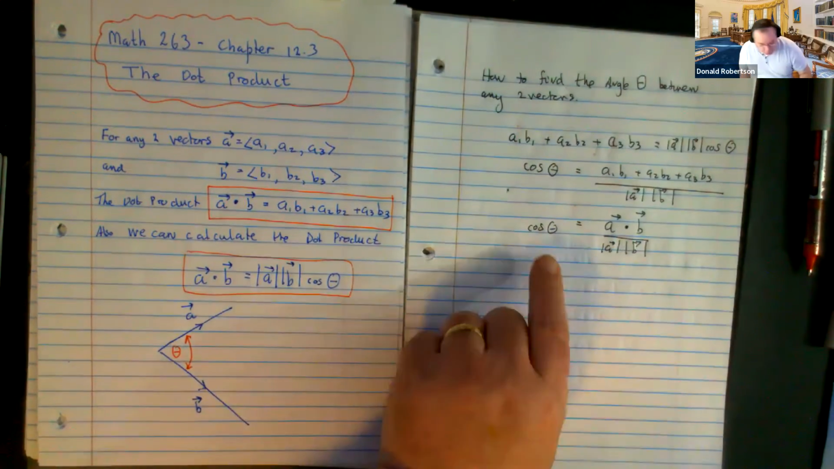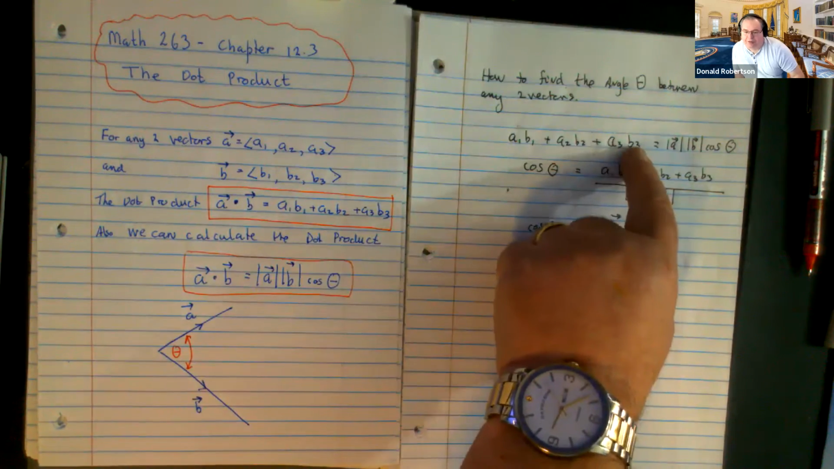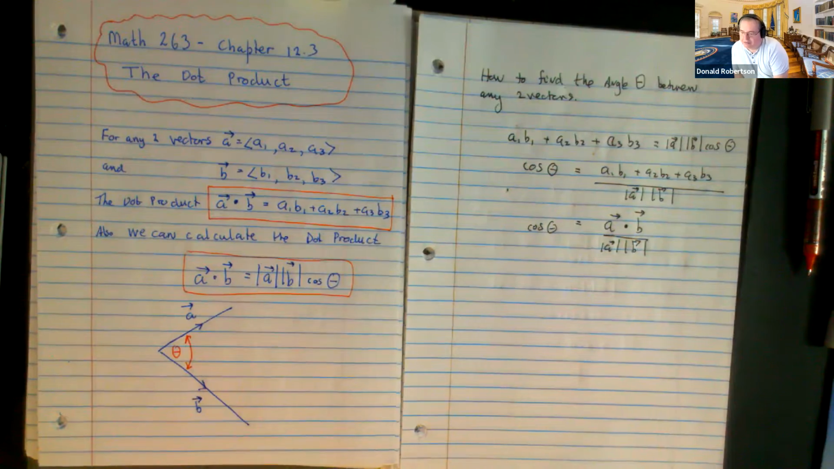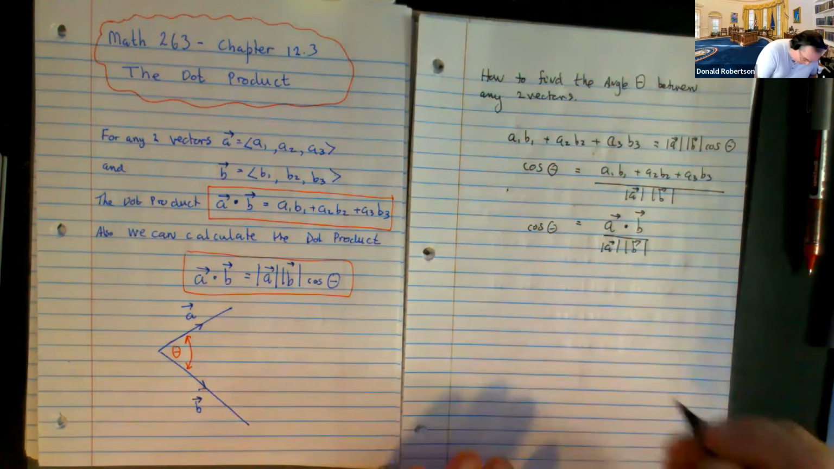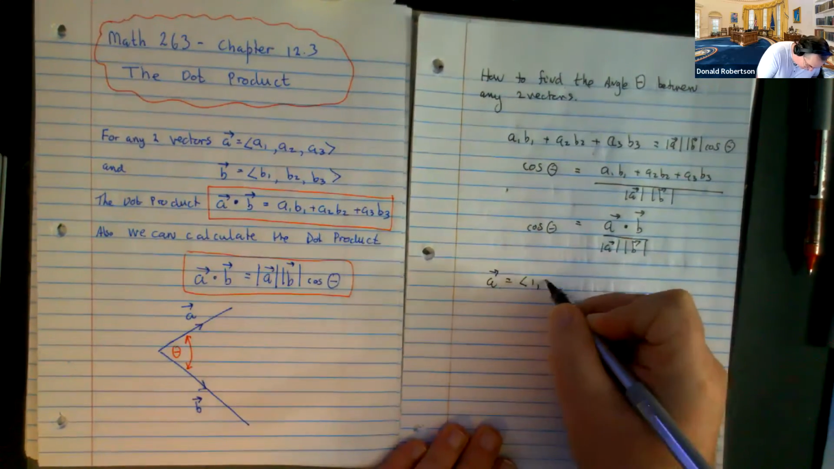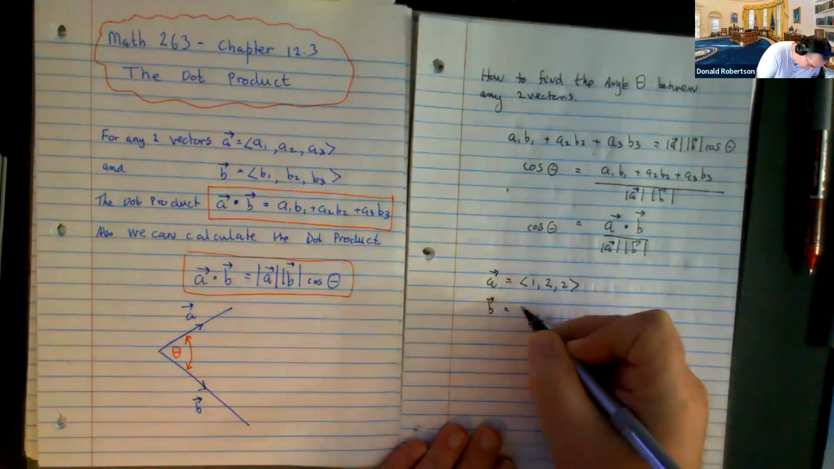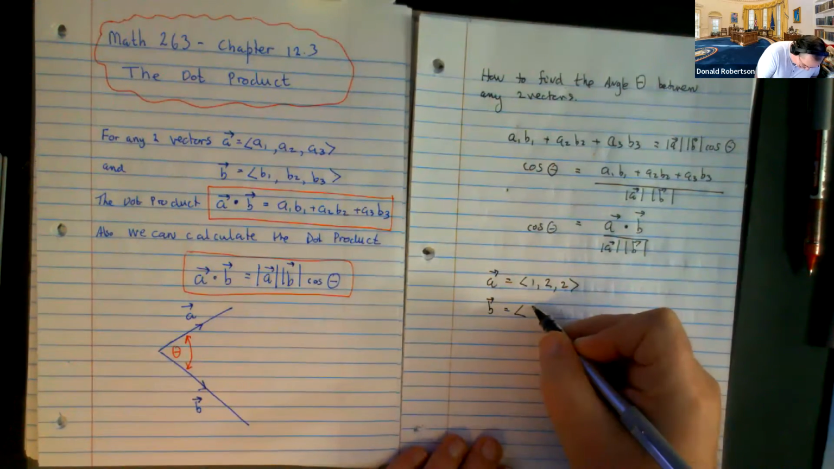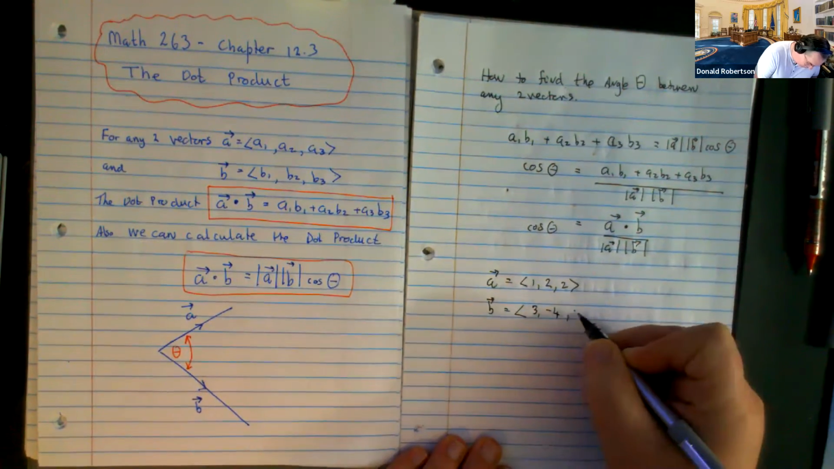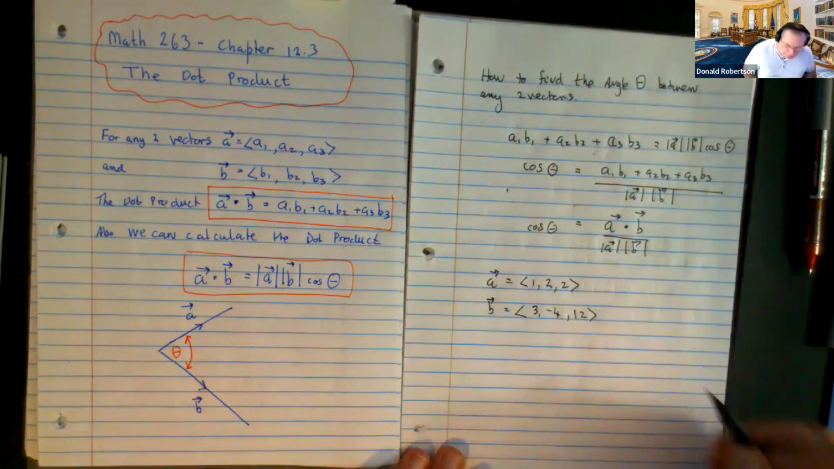So the formula for the cosine of the angle between two vectors is the dot product, and by that I mean this calculation, divided by the magnitude of A and the magnitude of B. So let's try that. Suppose I have a vector A and its components are 1, 2, 2, and a vector B and its components are 3, -4, 12. And I want to find the angle between these two vectors.